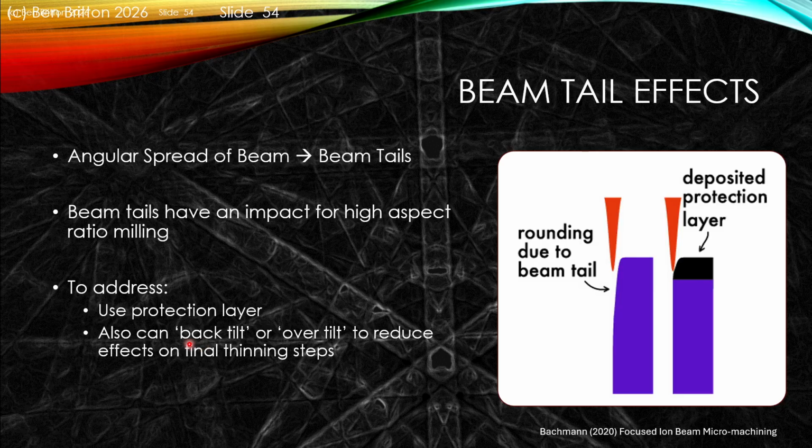What you can also do is back tilt or over tilt to reduce the final thinning steps. So if you know that you're going to get like a 1 degree curvature, you can tilt the sample backwards by -1 degree so that you can remove and flatten out to get parallel faces on your object. And that can be particularly useful, especially in TEM prep, TEM lamella prep.